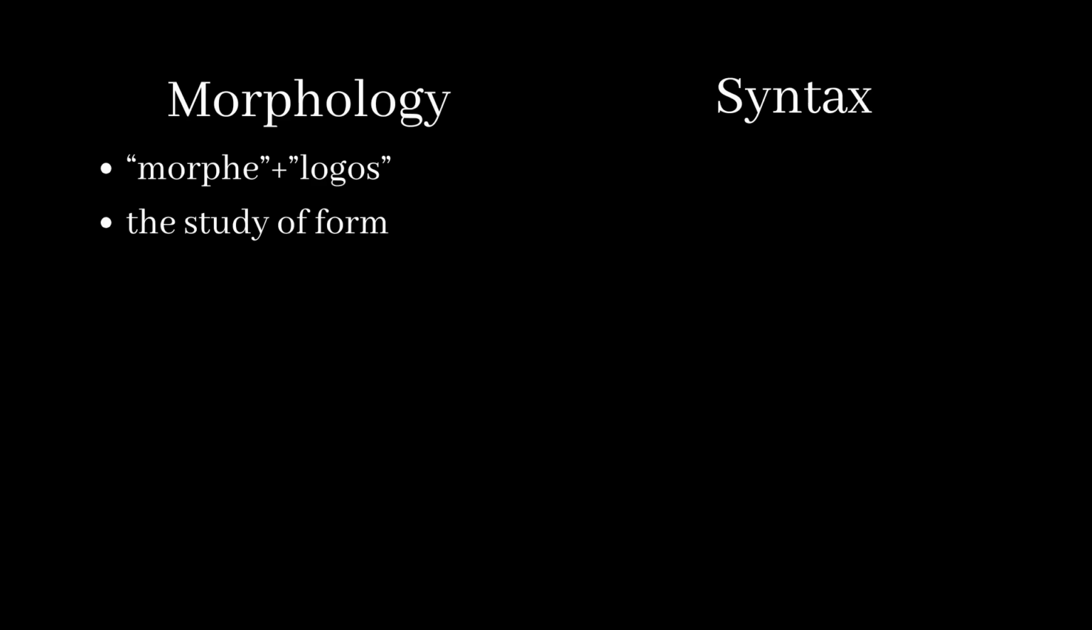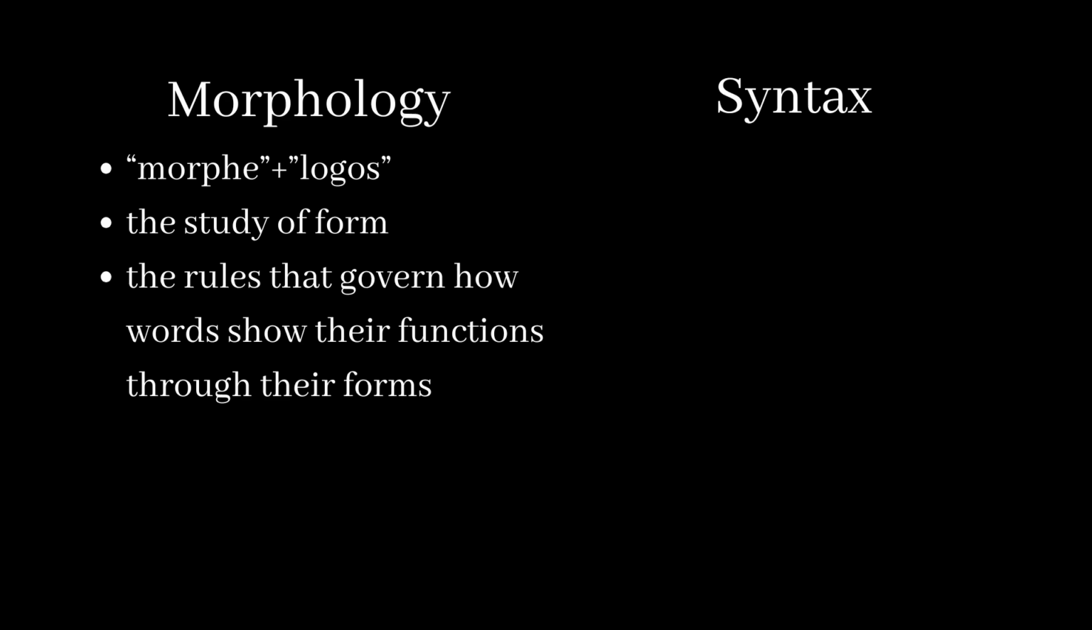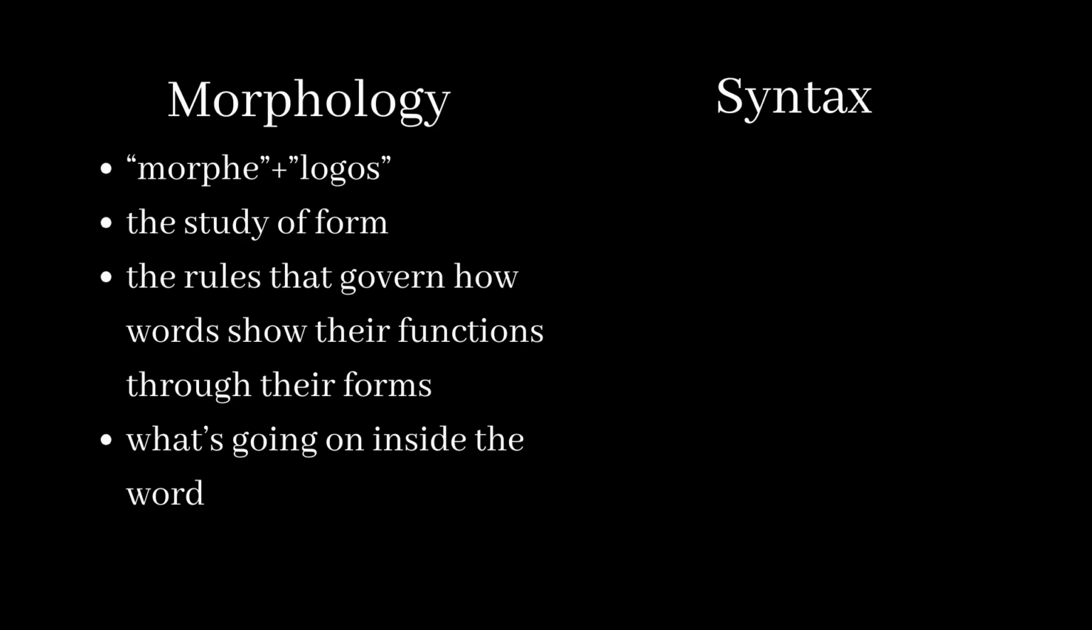Morphology, from morphe logos, the study of form, is the rules that govern how words show their functions through their forms. So for example, if I say cats, the word cats indicates to us that it's plural by means of the S added to the end. That's a morphological truth of the English language. So you can think of it this way: morphology deals with what's going on inside of the word. Internal to the word, how is it changing itself so that it can communicate to you, hey, this is the kind of work that I'm doing, or this is something that's important about me in this sentence.